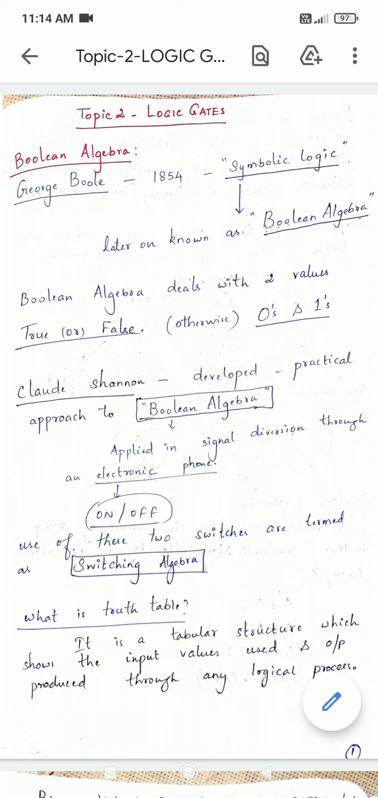Logic gates. Before getting into logic gates, first you should know Boolean algebra. This was developed by Mr. George Boole during the year 1854. And earlier the concept was named symbolic logic as it deals with only 2 symbols, zeros and ones.